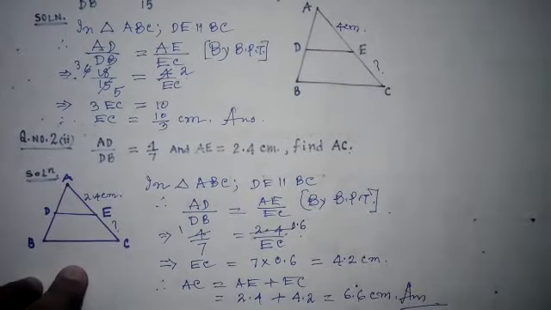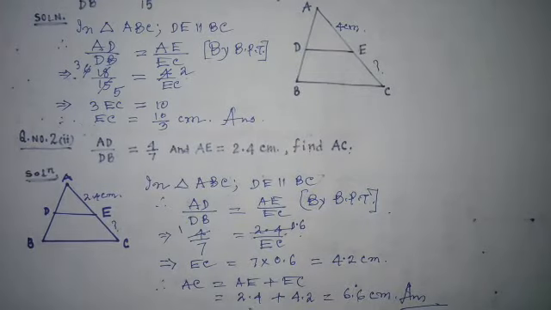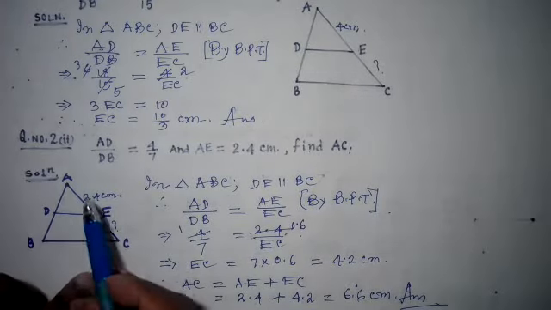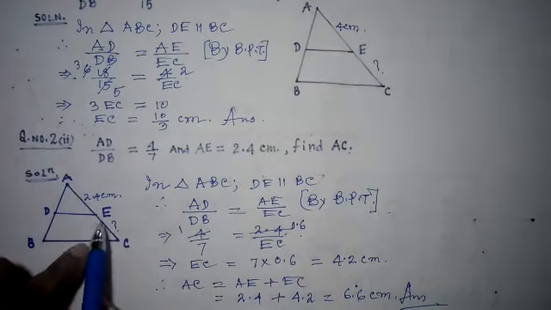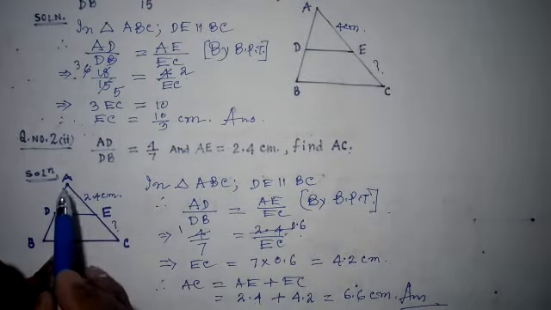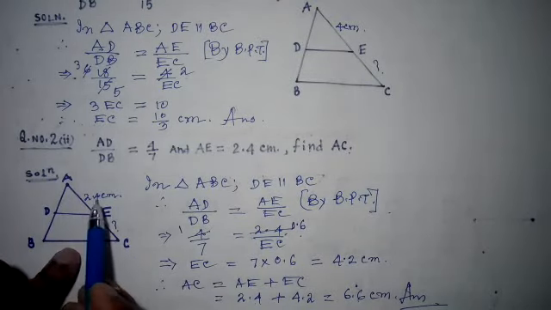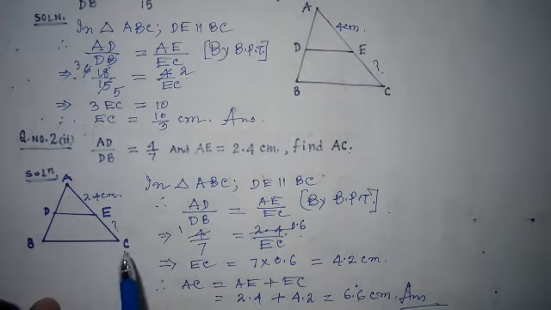So when it is to find the value of AC, suppose if we can find EC, here AE is given 2.4. So if we add AE plus EC, we can get AC. So that technique we have done. So let us proceed to question number 3.